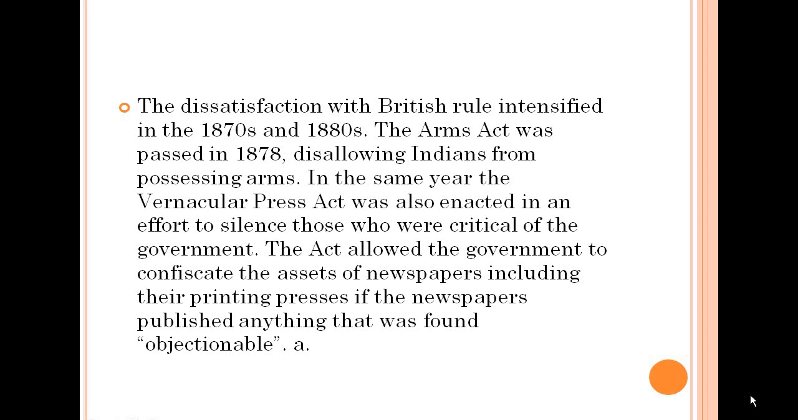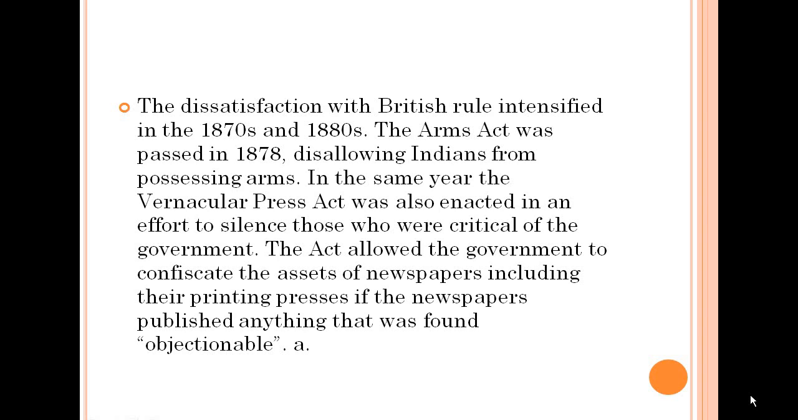The first thing that was developed was the Arms Act, which was passed in 1878. It basically disallowed Indians from possessing arms. This was a rule made for the Indians, that they were not allowed to have any sort of guns or pistols in hand.